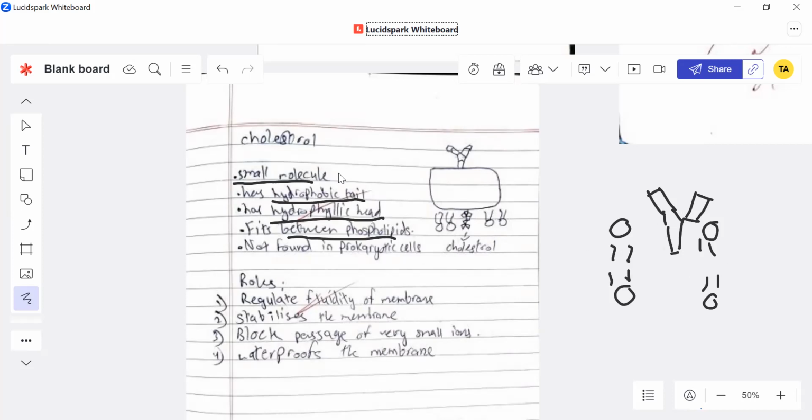And it is not found in prokaryotic cells. It's only found in eukaryotic cells. What are eukaryotic cells? Our animal cells, plant cells, stuff like that, are called eukaryotic cells. Now, what is the role of cholesterol? The first role is what I told you earlier: it regulates fluidity of the membrane. If cholesterol level is high, fluidity would be low, or vice versa.